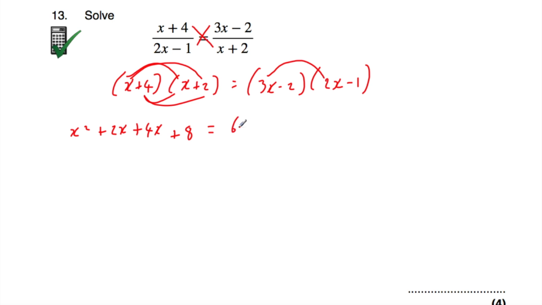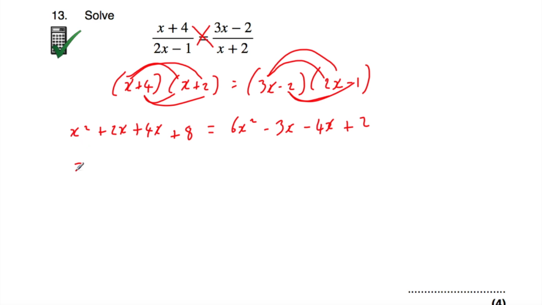3x times 2x, that's 6x squared. 3x times minus 1, that's going to be minus 3x. Minus 2 times 2x would be minus 4x. And then minus 2 times minus 1, well, negative times a negative is a positive, and 2 times 1 is 2, so that's plus 2. Okay, now let's simplify these.